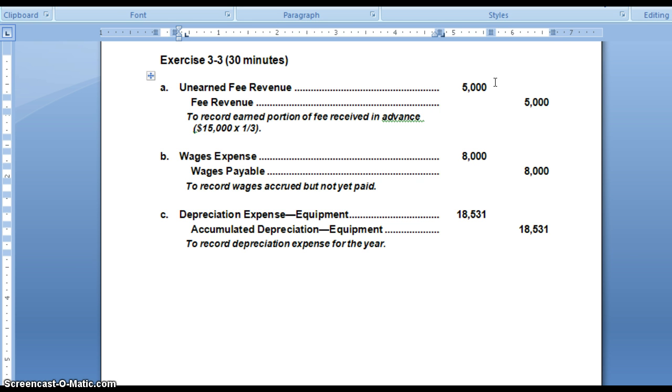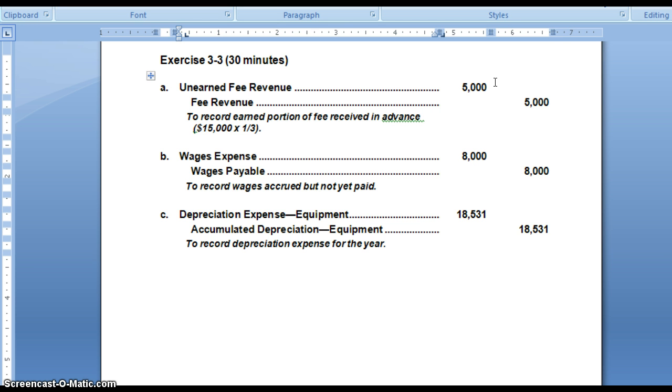And so what happens is the textbook calls it unearned fee revenue. Unearned fee revenue. Cash is going to go up, is going to be debited by $5,000, and fee revenue is credited by $5,000.